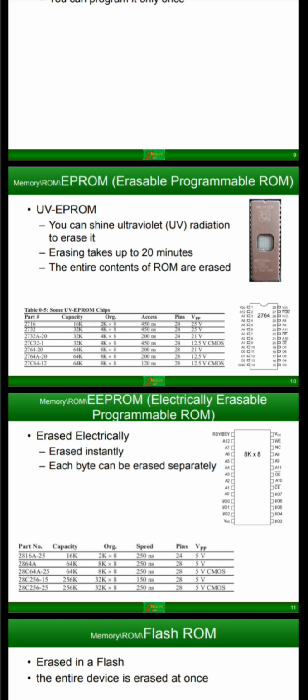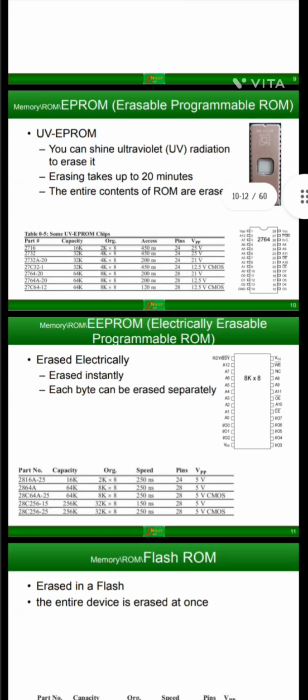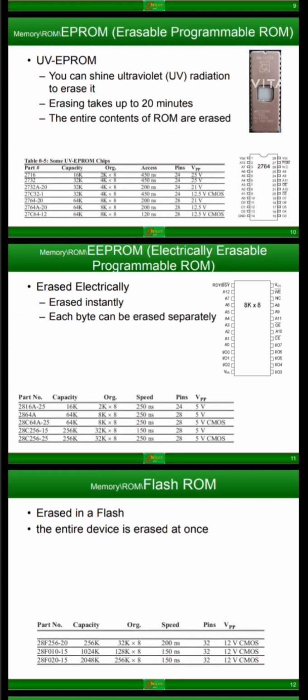Here we have an example of a simple erasable ROM which contains 24 pins and operates at a voltage of 5 volts. Its access time is 450 ns. Its organization is 2K of 8 bits, its capacity is 16K, and its part number is 2716.